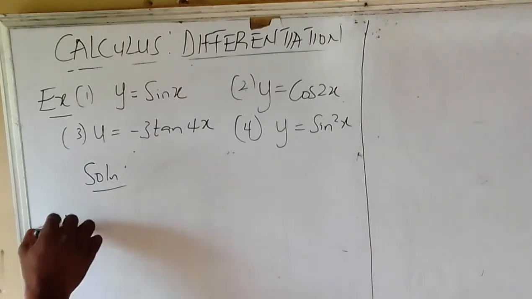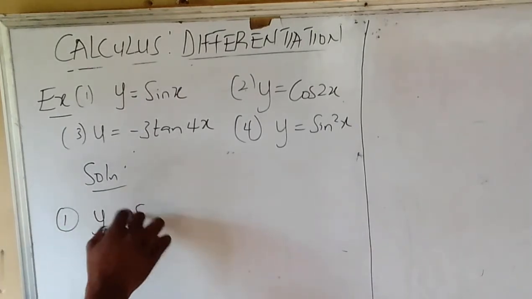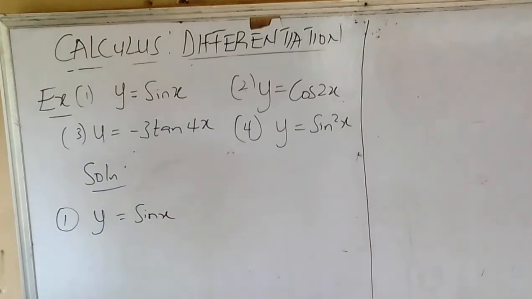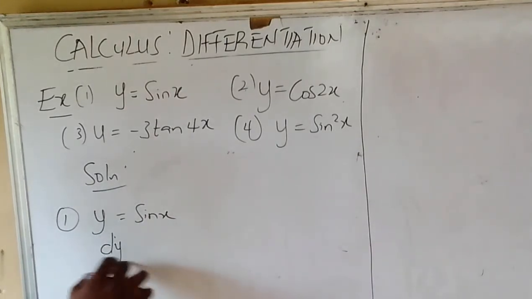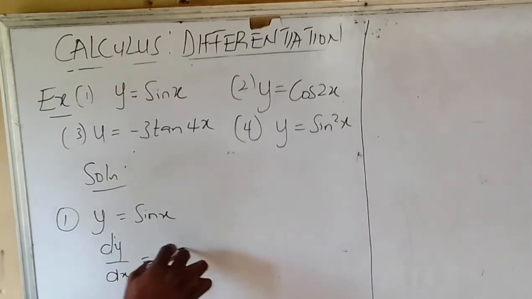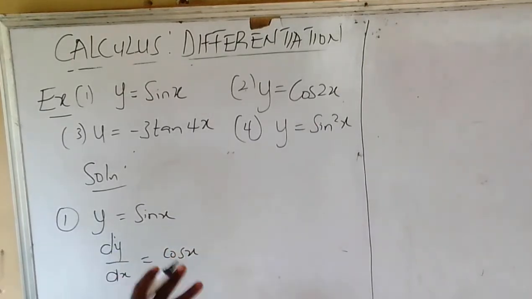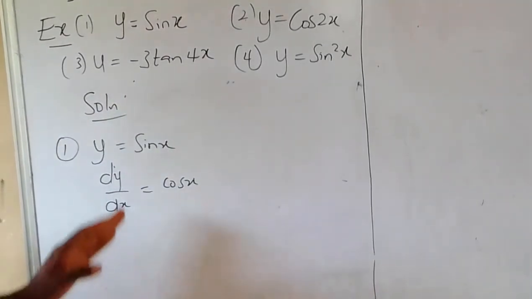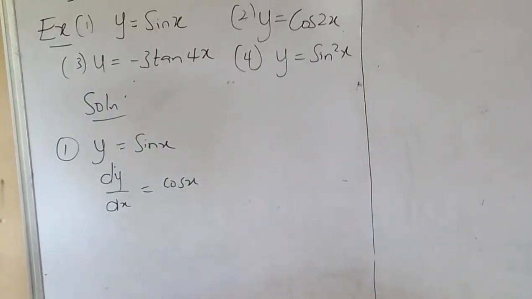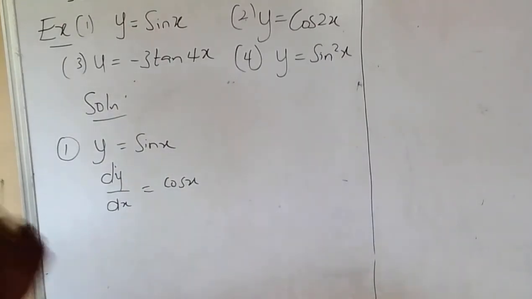Number 1 is y is equal to sine x. For trigonometric functions, differentiating sine x, which is dy/dx, is what? Cos x. That is as simple as that. Similarly, if you differentiate cos x, you get minus sine x. If you differentiate tan x, you're going to get what? Sec squared x.